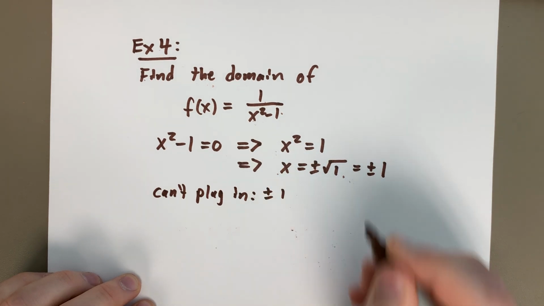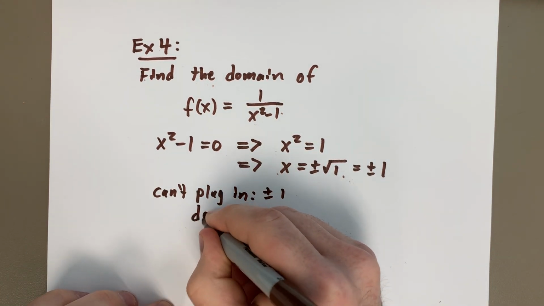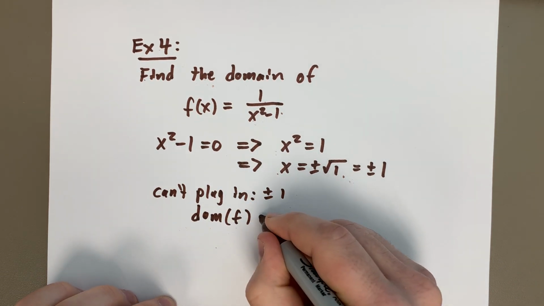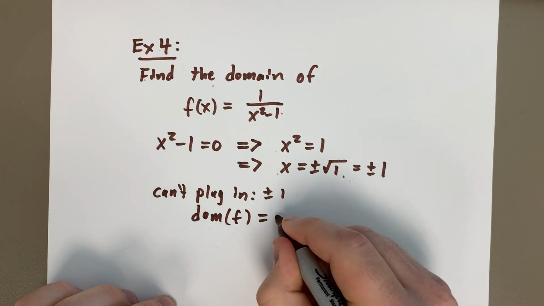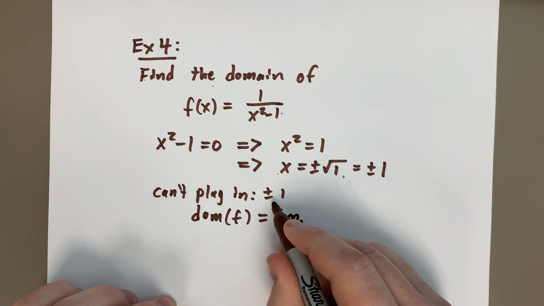Okay, so then how do we write the domain in this case? Domain is everything that we can plug in. So how do we write this? Let's just use interval notation this time. We're going to go from minus infinity. What's less, plus or minus 1?